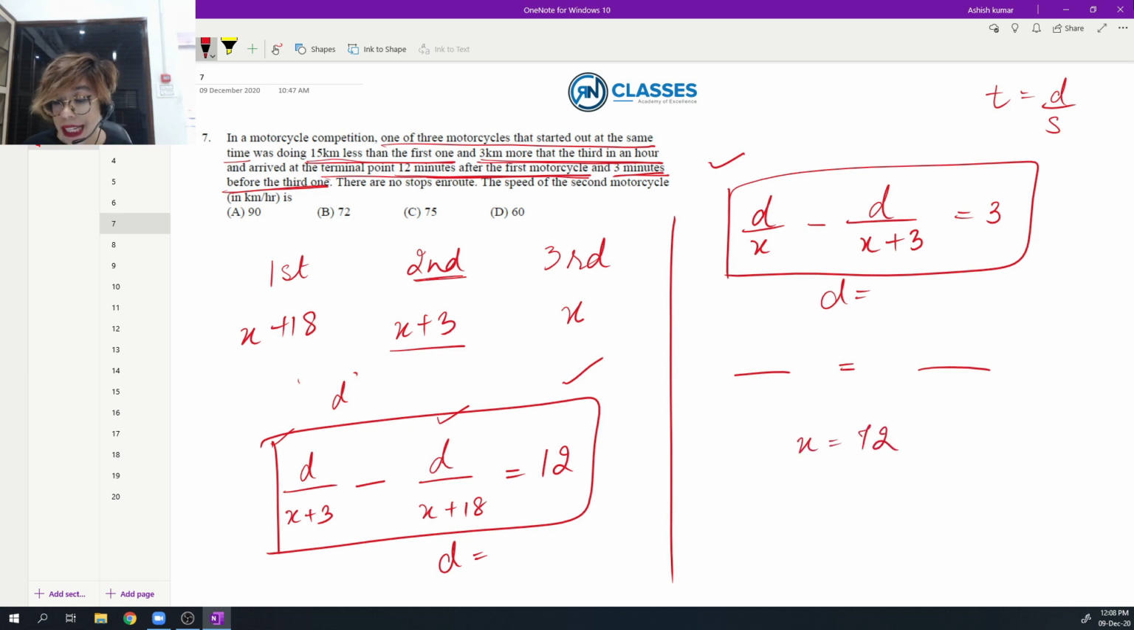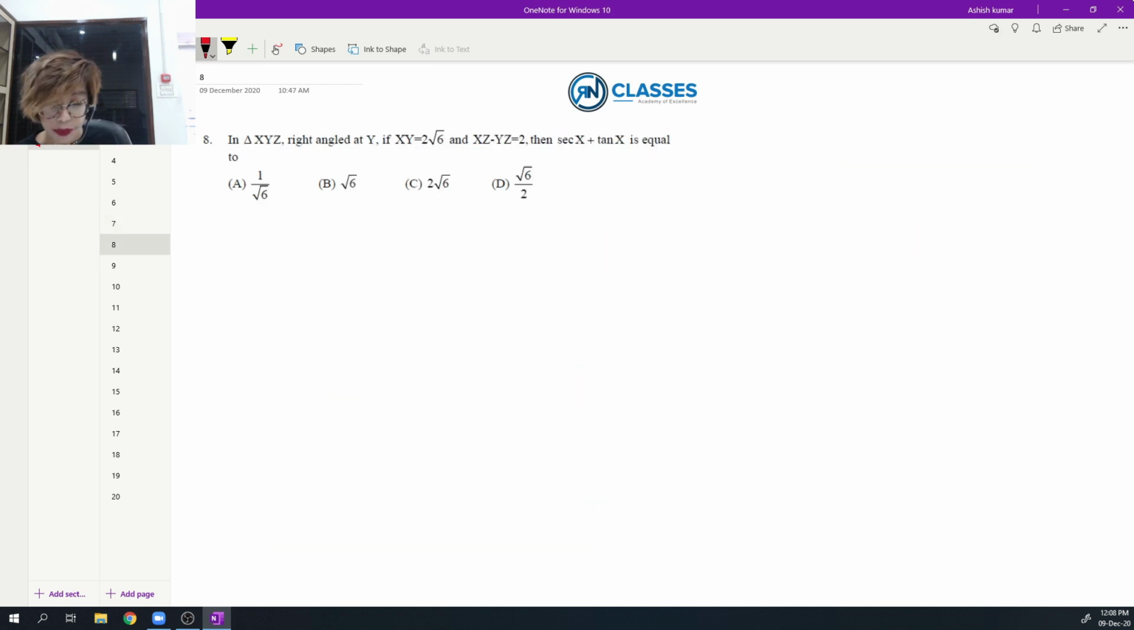But mind it, he says speed of the second motorcycle you are interested in. People commit this as an error. X है 72, mark कर दो 72. उसे second motorcycle की speed पूछी है, which is x plus 3. So 72 plus 3, which is 75. Right? Okay, so 8th now.